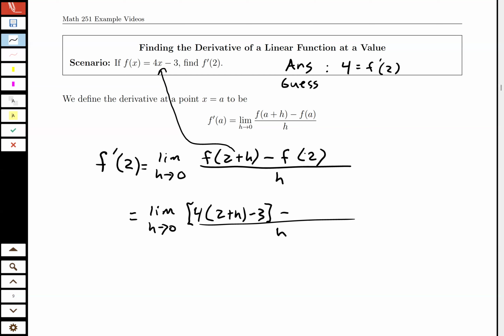I'm going to do the same thing now for f of 2. I'm going to plug 2 inside of that function. I'm subtracting this entire quantity, that's why I'm putting it in parentheses. 4 times 2, 2 instead of x, I'm plugging in 2, minus 3.